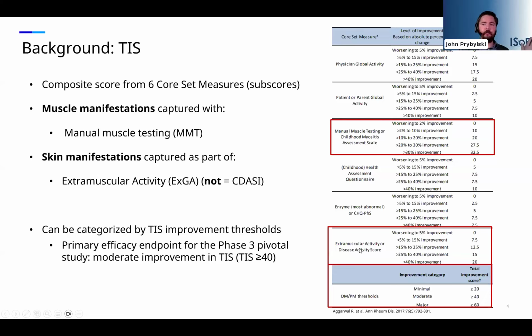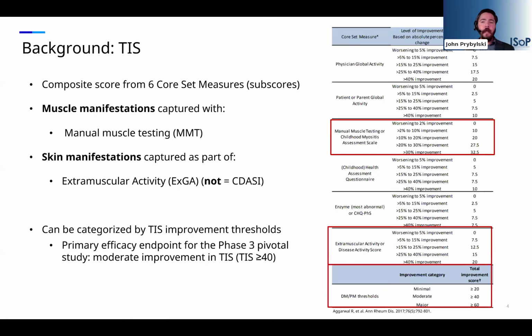Now, this also says disease activity score, but in no case is the extramuscular activity, or as we call it, extramuscular global assessment, equal to CDASI. They both just happen to measure skin manifestations, one in part and the other primarily. So you would expect some perhaps correlation, but they're not the same thing. And then another point is improvement in each of those subscores, of course, results in a certain amount of points towards improvement. But then when you sum up for the total improvement score, you can also categorize that into minimal, moderate, and major improvement.